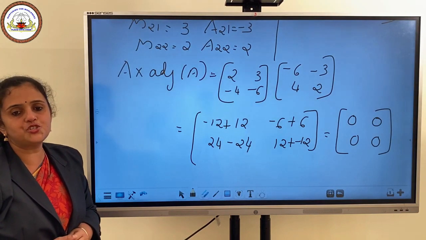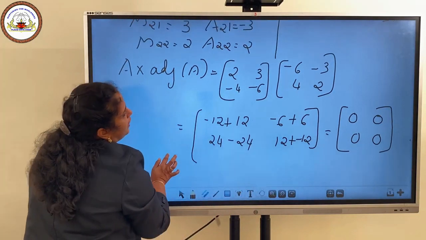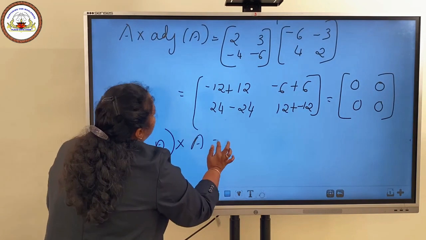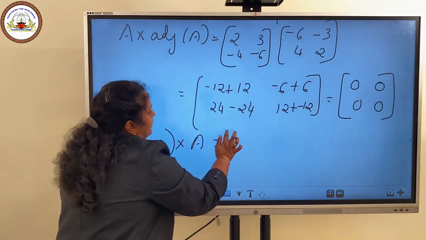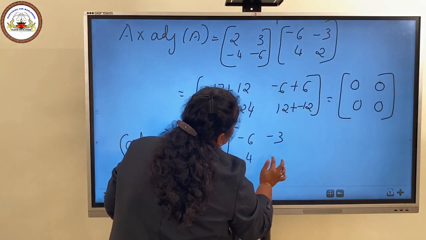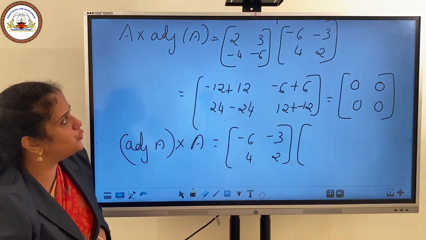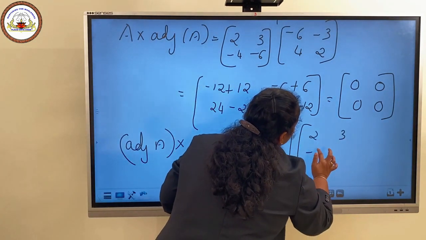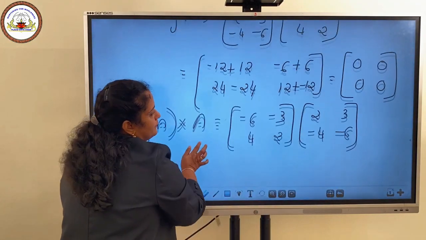Then we can find adjoint of A into A. That is the next step. Adjoint of A is minus 6, minus 3, 4, 2, into A, the given matrix, that is 2, 3, minus 4, minus 6. You multiply these two matrices.